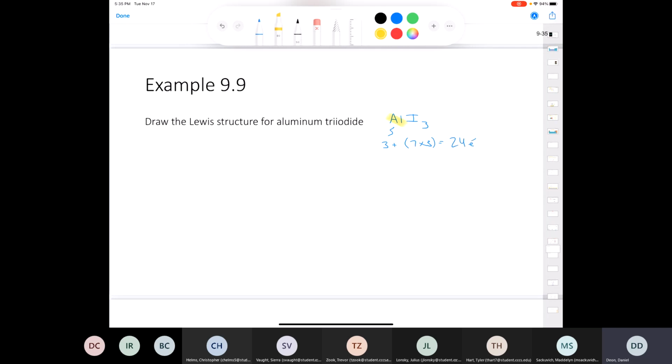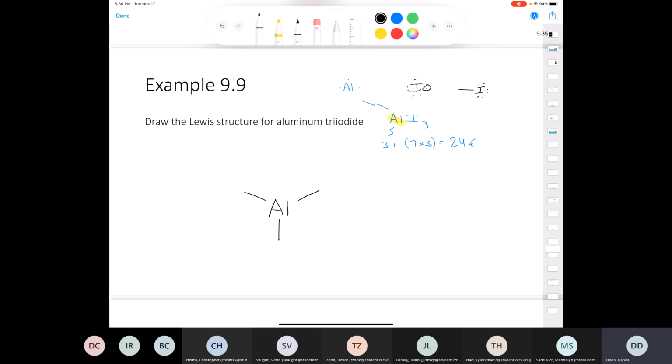What did I tell you about aluminum? Aluminum is one of those exceptions to the octet rule. Aluminum only forms 3 bonds because it's got 3 valence electrons. So that means my aluminum is going to have 1, 2, 3 bonds like that. And since iodine is a halogen, it's got 1, 2, 3, 4, 5, 6, 7 valence electrons. Remember that I told you that the halogens almost always have 1 bond and 3 lone pairs.